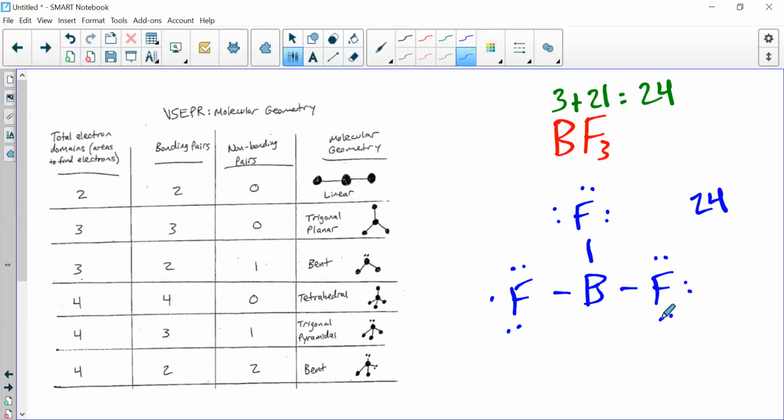Let's check our VSEPR shape. So looking at the central atom, we have 3 electron domains. So it's going to be one of these. 3 of them are bonds. No non-bonding pairs. This one's going to be a trigonal planar shape. So in reality, this is going to kind of skew off so it's perfectly balanced with the others. Is this polar or non-polar? Well, there are no lone pairs on the boron in the middle. That makes this non-polar.